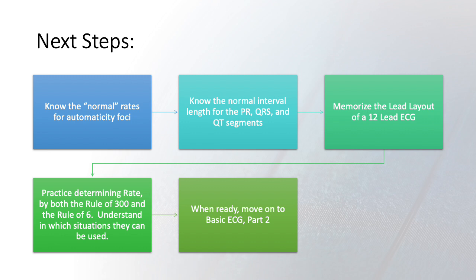The next step for you is to make sure you know the normal rates for automaticity foci, know the normal interval length for the PR, QRS, and QT segments. Memorize the lead layout of a 12-lead ECG. And then you should practice determining rate by both the rule of 300 and the rule of 6 on some practice EKGs. You should understand in which situations they can be used.